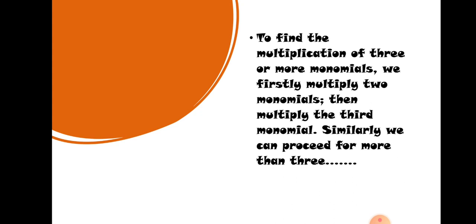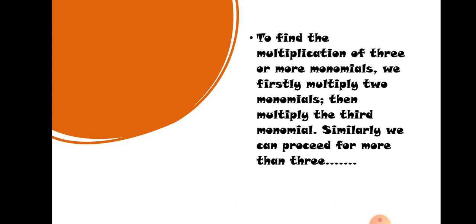So your summary is, if you want to find the multiplication of three or more monomials, firstly you will multiply two monomials and then the answer will be multiplied with the third monomial. In a similar way you can proceed for more than three.